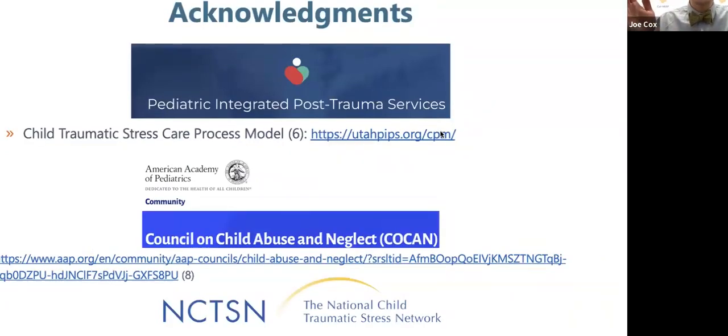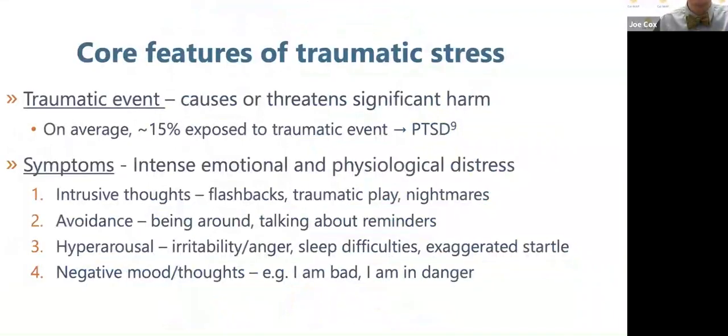I just want to acknowledge up front some people who have done really great work in this area. The Pediatric Integrated Post-Traumatic Stress Services in the Department of Pediatrics at the University of Utah developed a child traumatic stress care process model that a lot of this is adapted from, and it's really what we're talking about today, how to care for PTSD in kids in the primary care setting. I want to acknowledge the great work that they've done. And then the American Academy of Pediatrics and the National Child Traumatic Stress Network have wonderful resources for providers and for families that I'll be referring to as well.